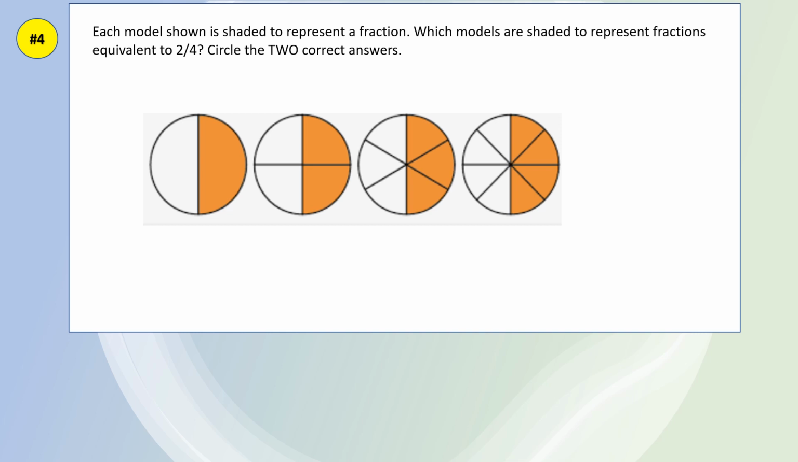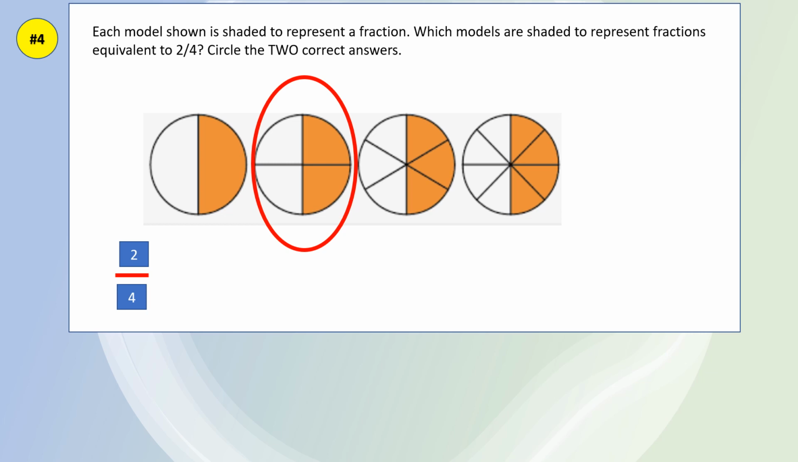So first, let's check to see if we see a model that represents 2/4. Now the first model, that's 1/2, right? Because 1 out of 2 pieces are shaded. Now the second model though, how many pieces are shaded? 2 pieces are shaded, that's right. 2 out of how many? 4. So this second model is actually 2/4, right? That's what I'm looking for. I'm looking for 2/4, so I'm definitely going to circle that one. Now, I need a model that's equal or equivalent to 2/4.